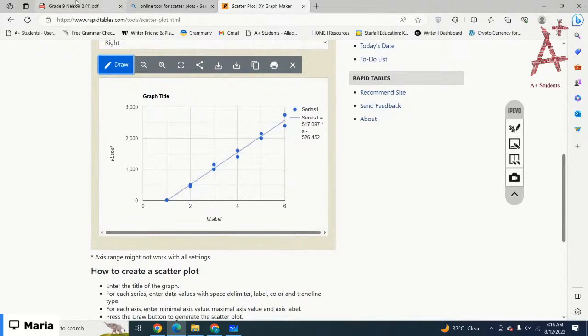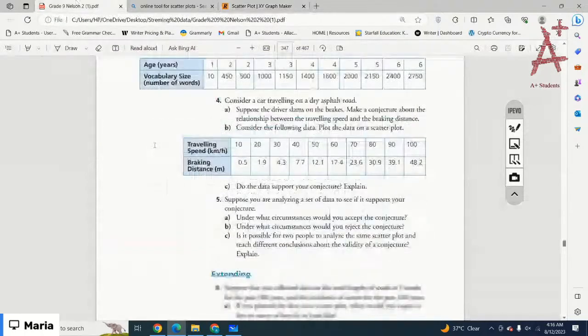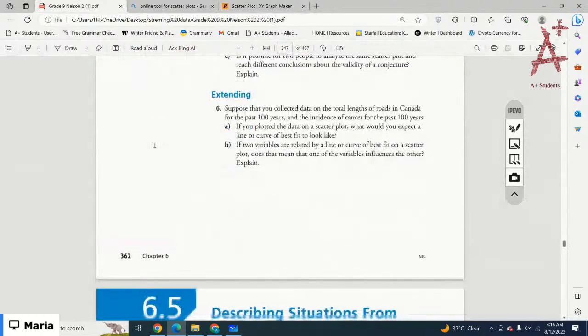Okay, let's start with question number 6. Suppose that you collected data on the total length of road in Canada for the past 100 years and the incidence of cancer for the past 100 years. If you plotted the data on a scatter plot, what would you expect a line or curve of best fit to look like? If two variables are related by a line or curve of best fit on a scatter plot, does that mean that one of the variables influences the other? Explain.